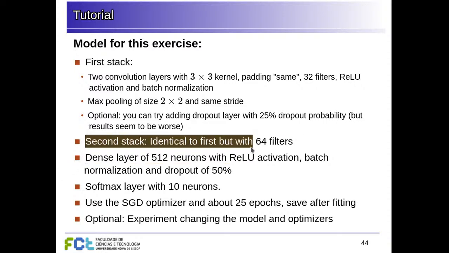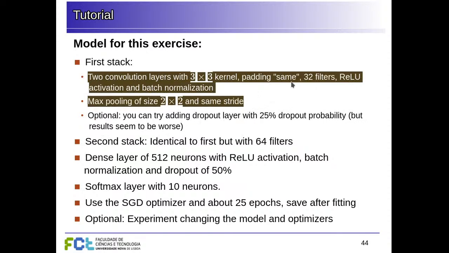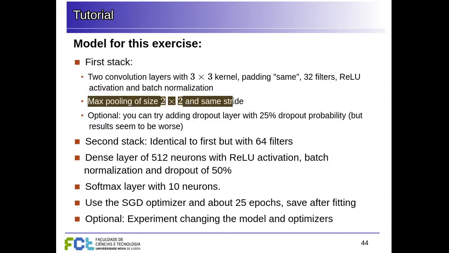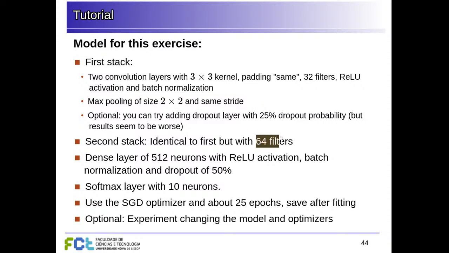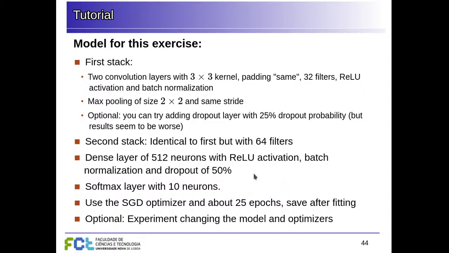The second stack is the same as the first, so all of these elements, but you're going to use 64 filters instead of 32. So we shrunk the size of the feature maps, but now we are adding depth using more filters, more neurons here. And then you need to pass to a dense layer of 512 neurons with rectified linear unit activation.